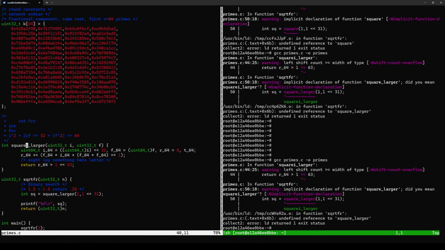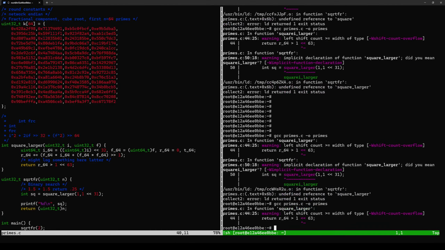Not supposed to be an I there. Left shift count greater than width of type. Really? Oh, because it doesn't default to... goodness me. Okay, I'm not in insert mode. Now I'm in insert mode. I didn't want to be in insert mode yet. Okay, I was still not in insert mode.